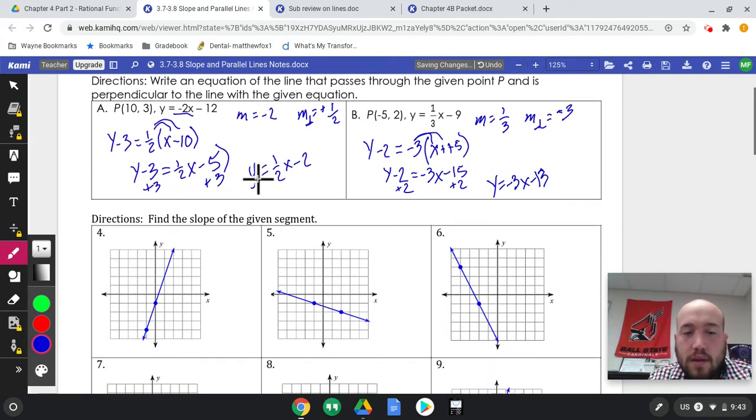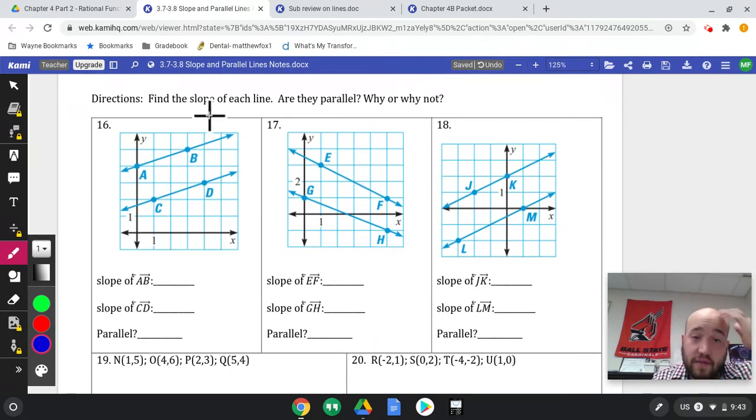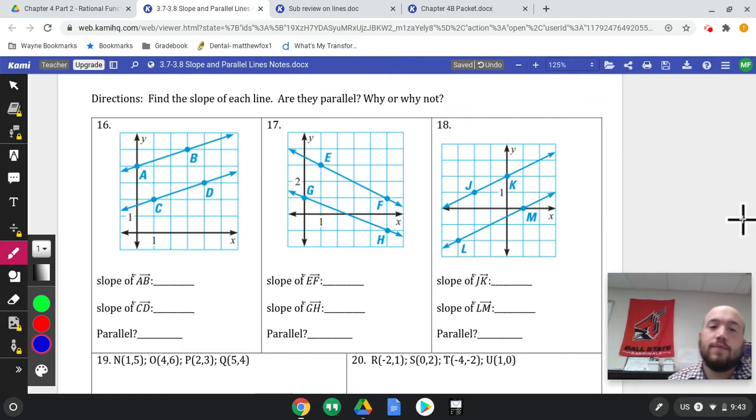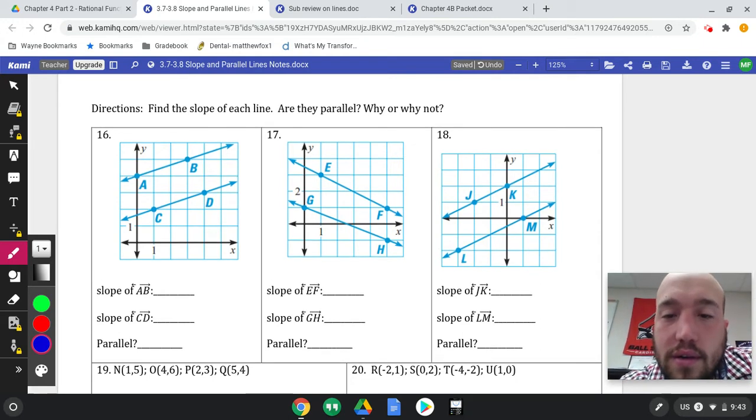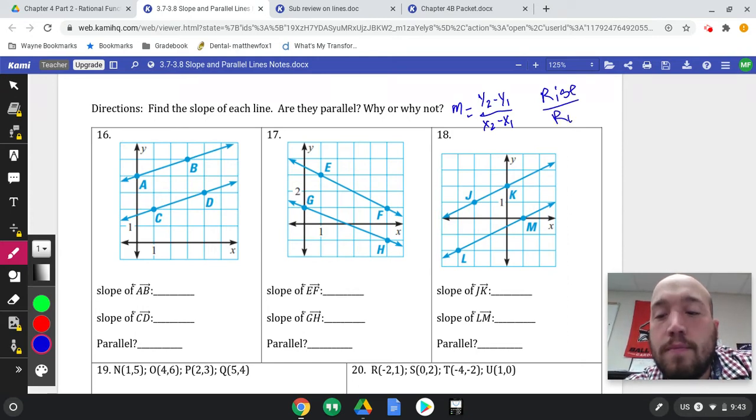So, the next thing I want to talk about today, if we look down here, it says, find the slope of each line. Are they parallel? Why or why not? So, let's think about this. Remember, to find the slope, you can use one of two methods. You can either do the slope is equal to y2 minus y1 over x2 minus x1. We could plug points in and find it. Or we can think of that as rise over run.